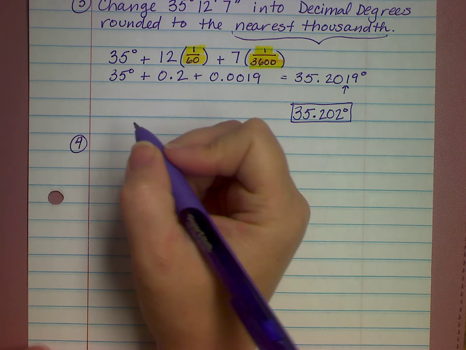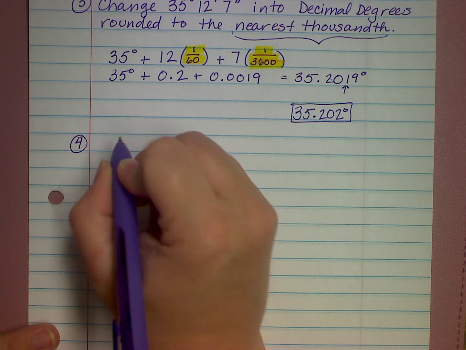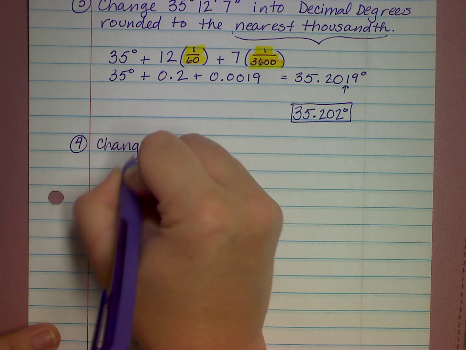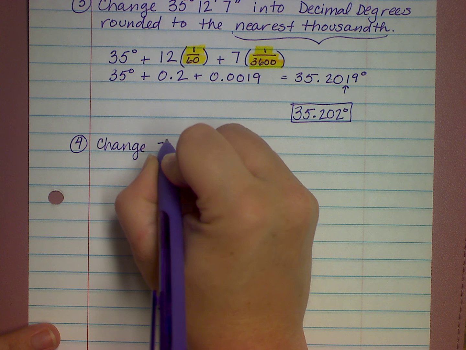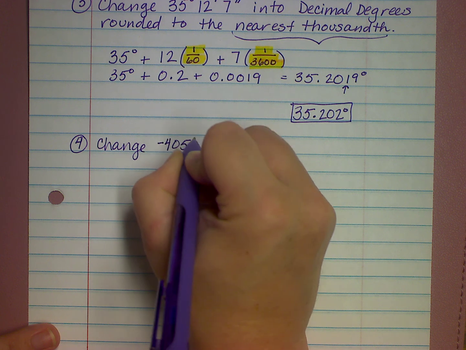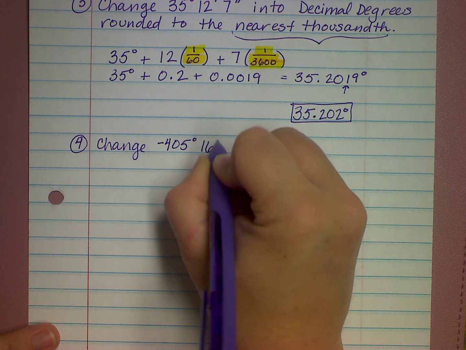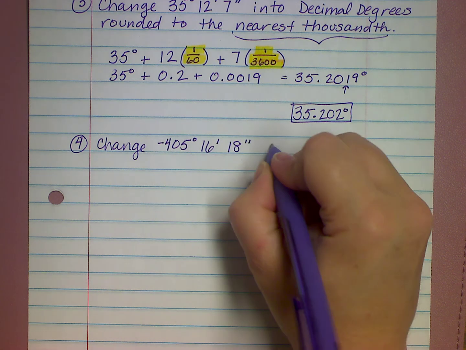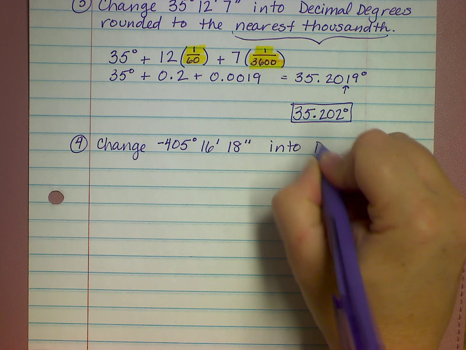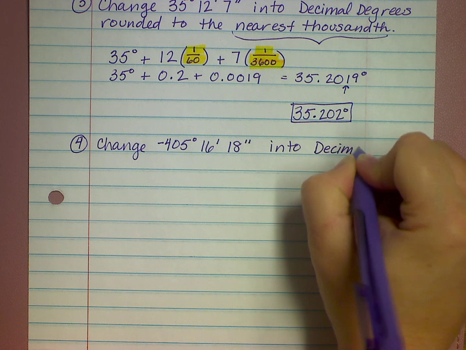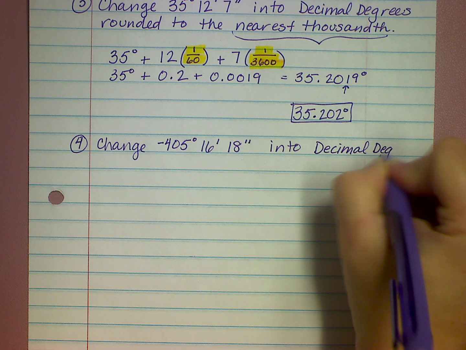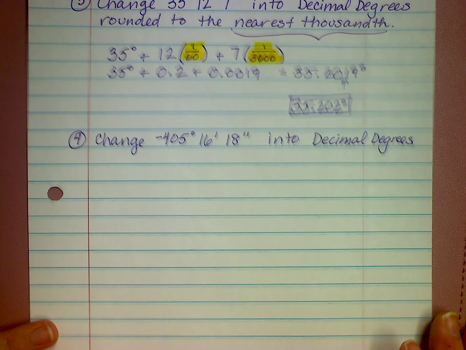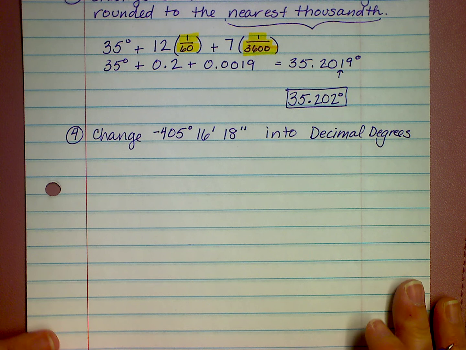I do want to show you a negative example on these ones because the negative ones are a little different. So change negative 405 degrees, 16 minutes, 18 seconds into decimal degrees. And again, that's going to be rounded to the nearest thousandth again.